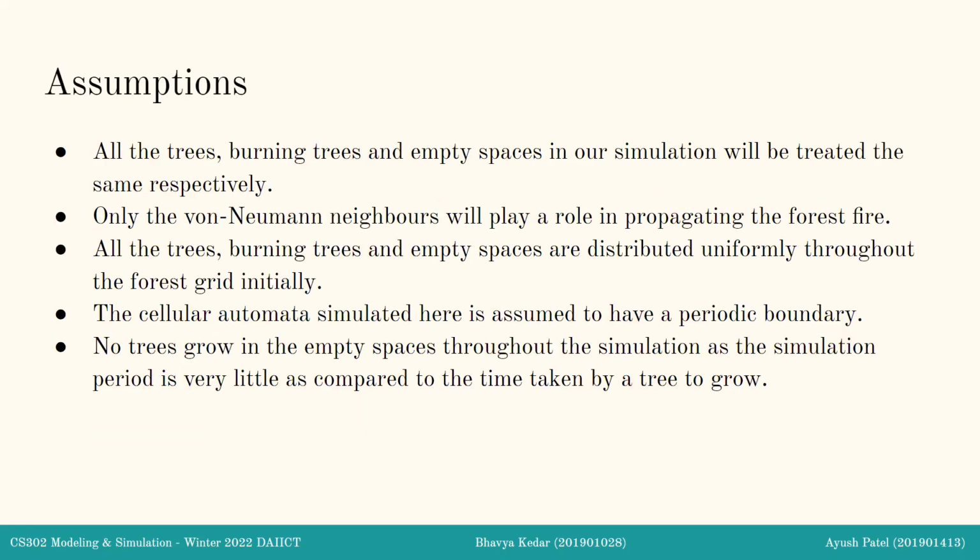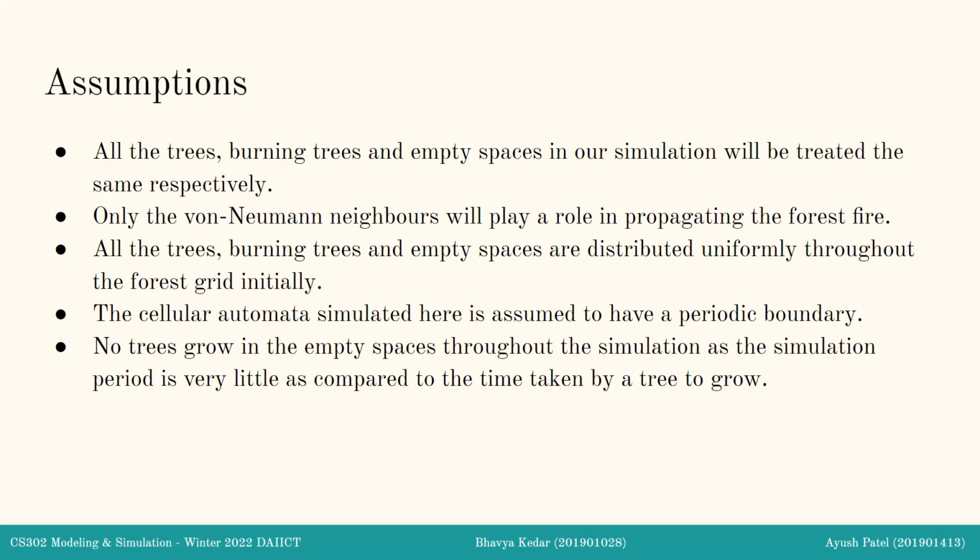So the basic assumptions that are involved in this model are that all trees, burning trees and empty spaces in our simulation will be treated the same. So there are no differences between two different trees or two different burning trees or two different empty spaces. And only the von Neumann neighborhood is considered for propagating the forest fire. That is, the four neighbors, north, south, west, and east, are considered to be propagating the forest fires, and the other neighbors will not be playing any role in the simulation.